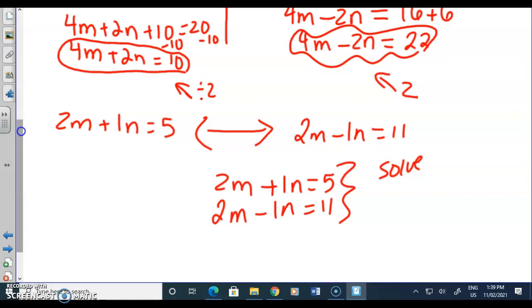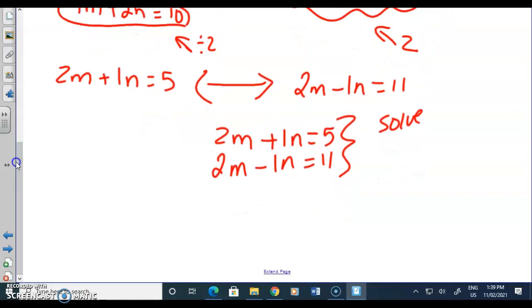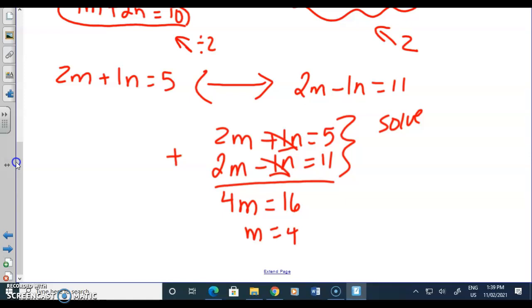So in order to solve, you want to isolate or get rid of a variable. I'm going to get rid of n because I can add these two equations, and the 1n and the negative 1n will cancel when I add. But I will still end up with 2 and 2 is 4m. I'll end up with 11 and 5 is 16. Now I can solve for m, and m is 4.